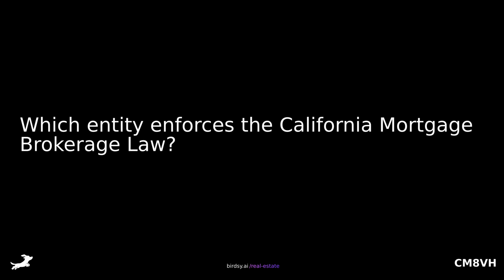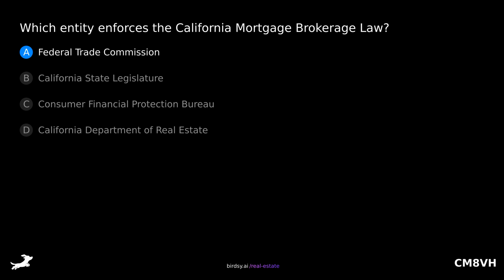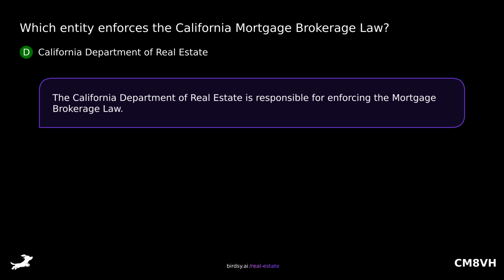Which entity enforces the California mortgage brokerage law? Is it A, Federal Trade Commission? B, California State Legislature? C, Consumer Financial Protection Bureau? Or D, California Department of Real Estate? The answer is D, California Department of Real Estate. The California Department of Real Estate is responsible for enforcing the mortgage brokerage law.